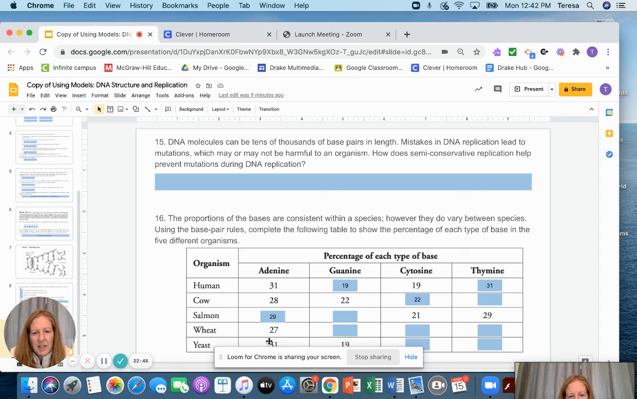And then the last one, yeast. If there's 31% adenine, we know adenine and thymine have to be the same. Guanine and cytosine have to be the same.